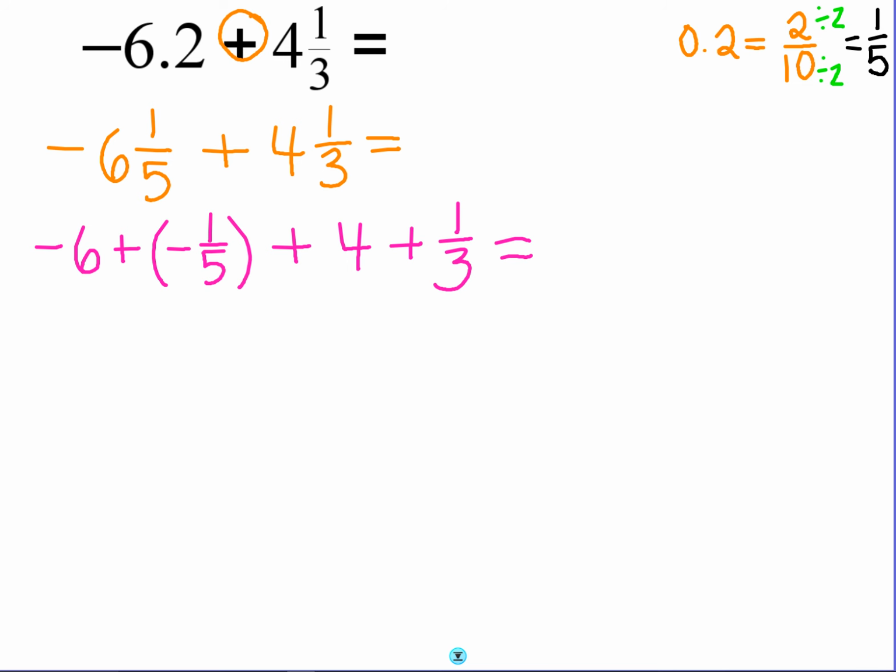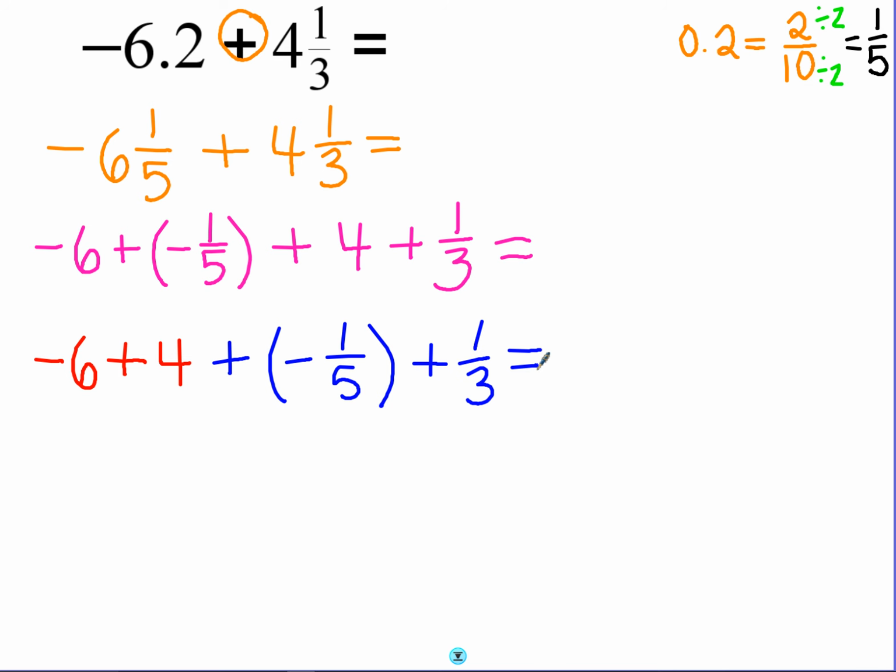Next, I'm going to use the commutative property to move my whole numbers together. So I should call them my integers because one of them is negative. So negative 6 plus 4. And then I'm going to move my fractional piece over here. And so I get plus negative 1/5 plus 1/3. So there's my commutative property of addition.